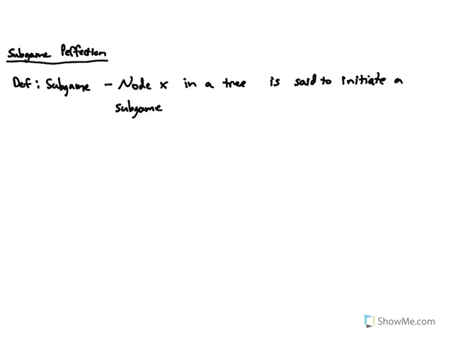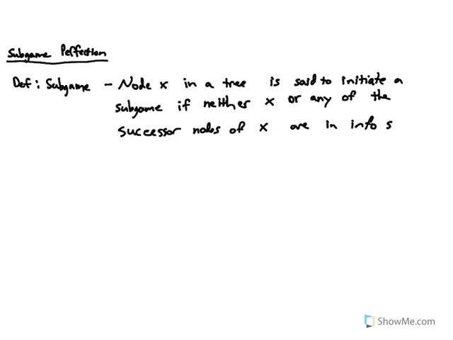Node X in a tree, of an extensive form of a game, is said to initiate a subgame if neither X nor any of the successor nodes of X are in information sets that contain nodes that are not successors to X.